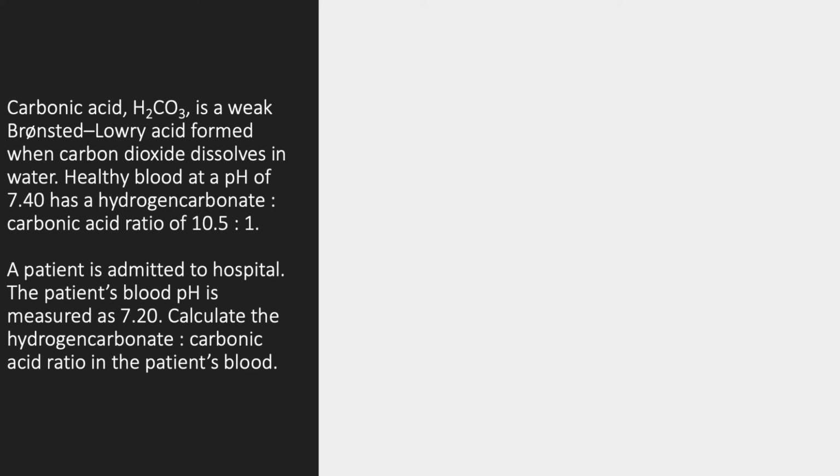Finally then, we've got carbonic acid being formed when carbon dioxide dissolves in water. They've told us our healthy blood pH, and its hydrogen carbonate to carbonic acid ratio. And it's told us the patient is now admitted to hospital, and the patient's blood has a pH of 7.2, and we need to calculate the hydrogen carbonate to carbonic acid ratio. So again, let's just have a look. We've been told the pH of healthy blood, so we can work out our concentration of H+ ions from that.